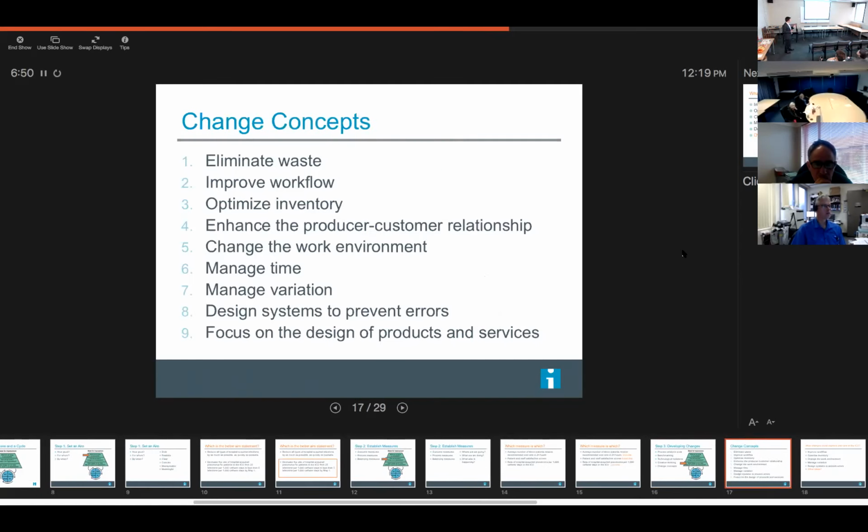So there are lots of different change concepts. There's eliminating waste, there's improving workflow, optimizing your inventory. You can read all the ones there. Has anybody got any experience of seeing some of these small things being proposed or in action in your areas? And feel free to unmute yourself on Zoom and join in.